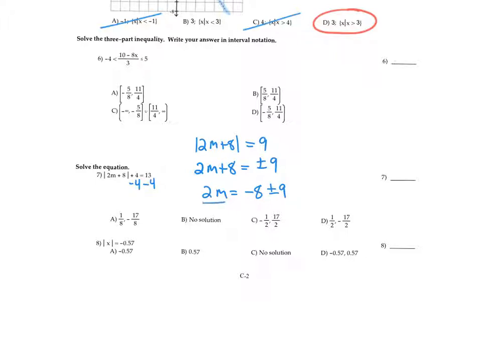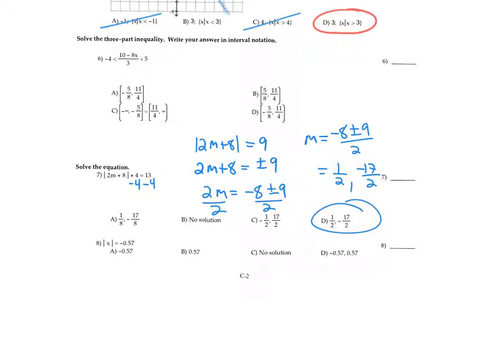And I can divide both sides by 2. m equals -8 plus or minus 9 over 2. -8 plus 9 is 1, and 1 divided by 2 is 1/2. -8 minus 9 is -17, so we get -17/2. That is answer choice D.